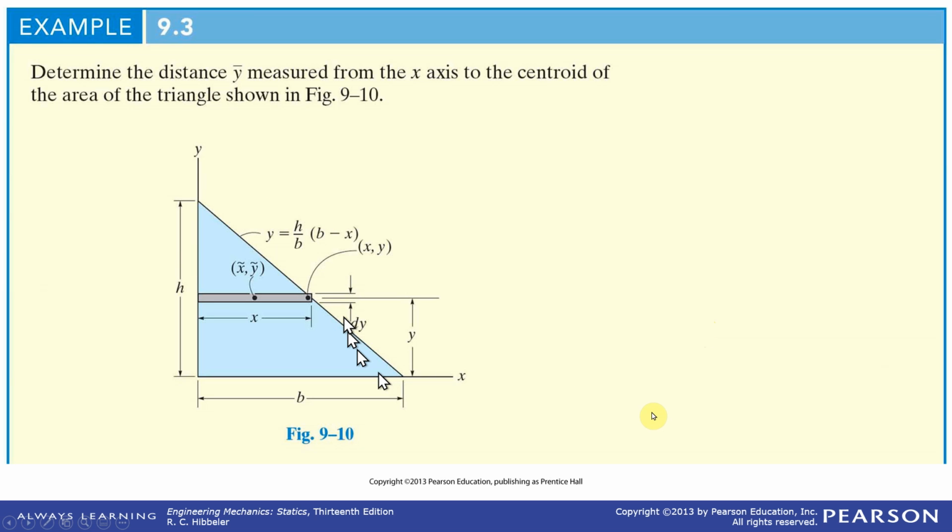So we're going to look at the triangle now, which we've done before. So y equals h over b times b minus x. Here's the xy coordinate. Here's the center of mass of this differential area. The differential area would be x dy. The center of mass of that area would be right here. So we can integrate from 0 to h, for example. And here's the y formula and dy.